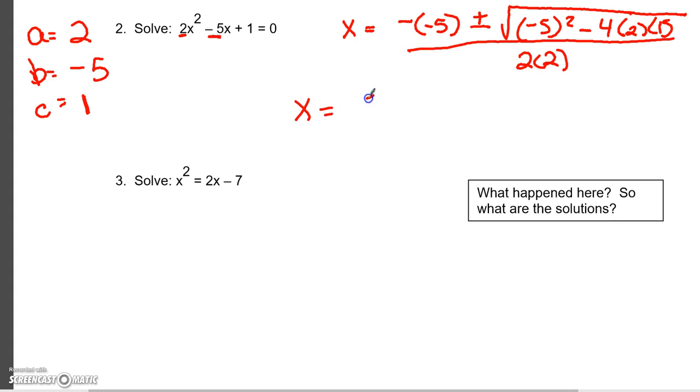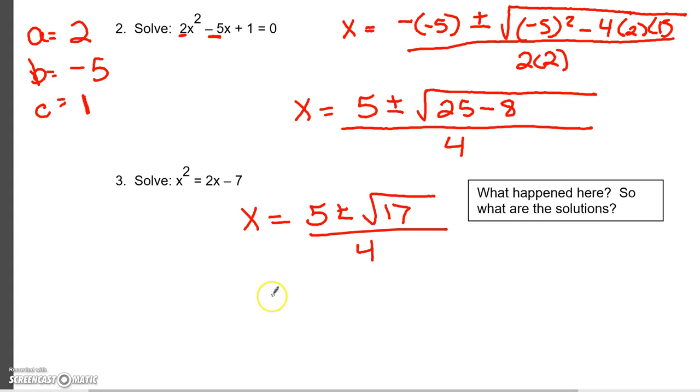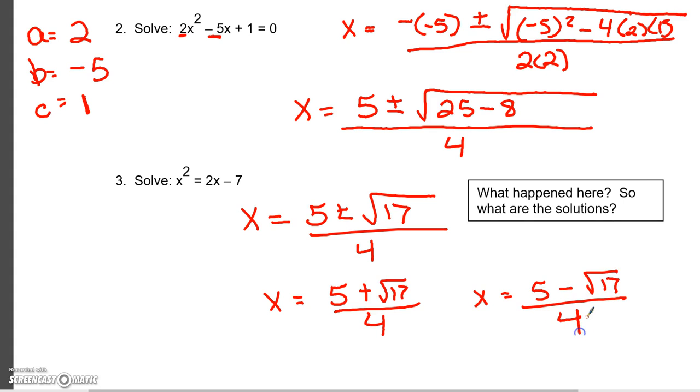So x equals 5 plus or minus the square root of 25 minus 4 times 2, which is 8, times 1, which is 8, over 4. So x equals 5 plus or minus the square root of 17, I think. Yep. Over 4. So now we've got two problems: 5 plus the square root of 17 over 4, and 5 minus the square root of 17 over 4.